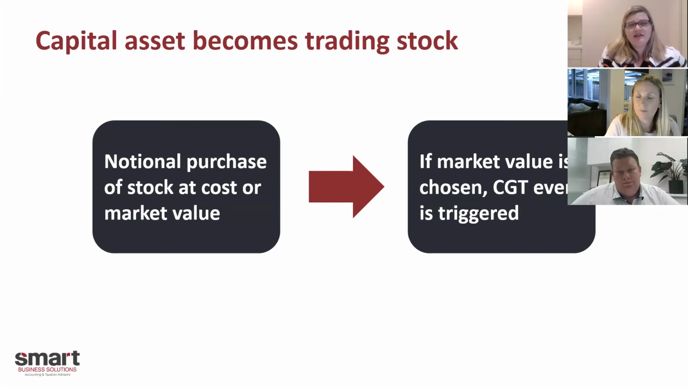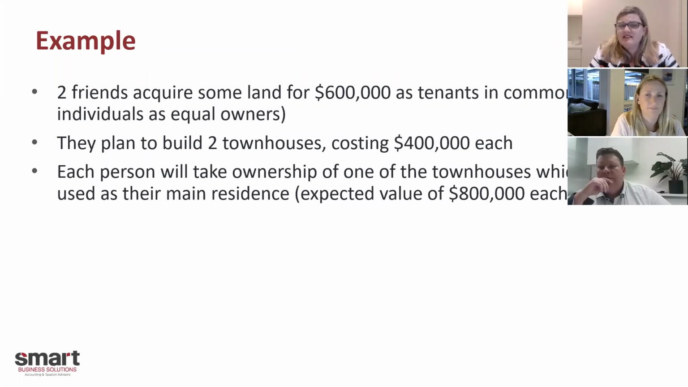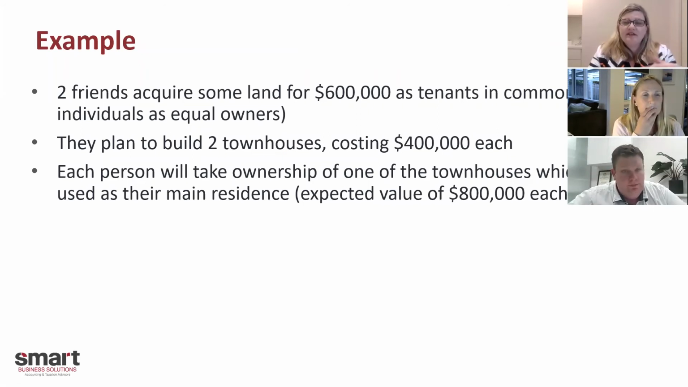So do you want to go to the next slide for me, Paul? So just as an example, and this is a really common example, just to highlight some of the issues we have on capital gains. We see this one quite a bit. Two friends acquire some land, 600,000, as tenants in common. So basically it just means two individual owners, two friends that say, hey, let's go halves in this land, and we're going to build two townhouses. And at the end of it, you can have one townhouse and live in it or do whatever you want, and I'll have one townhouse, and we're all happy. We've got our house each.